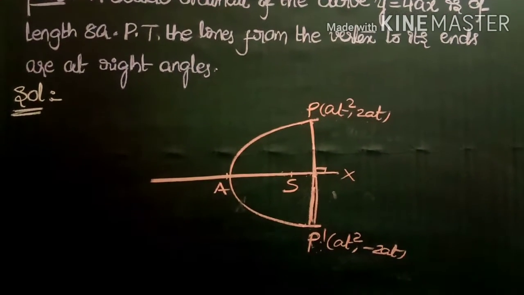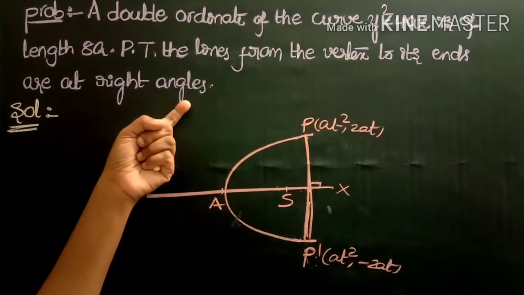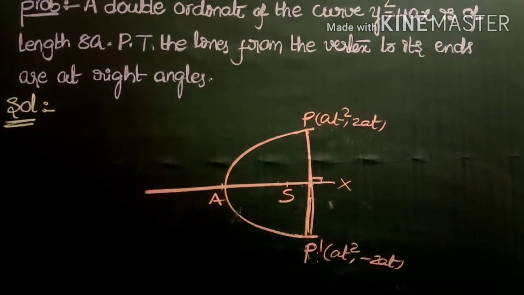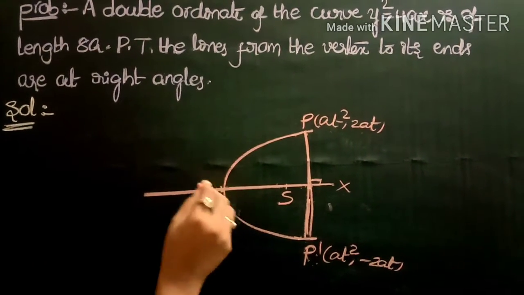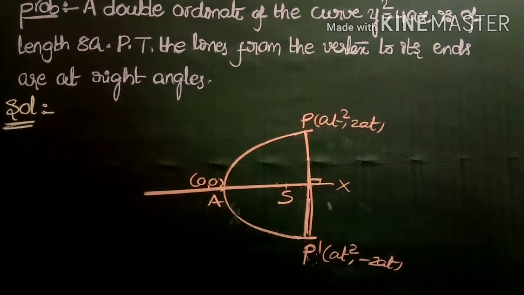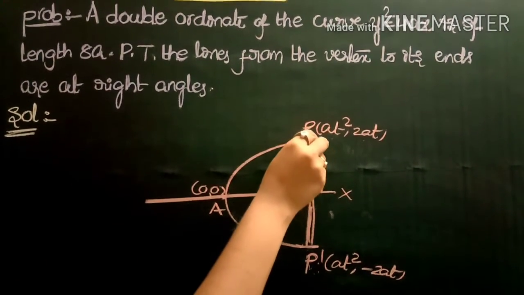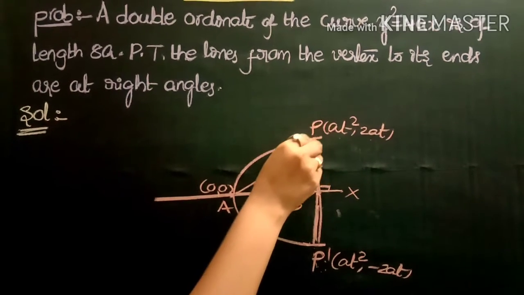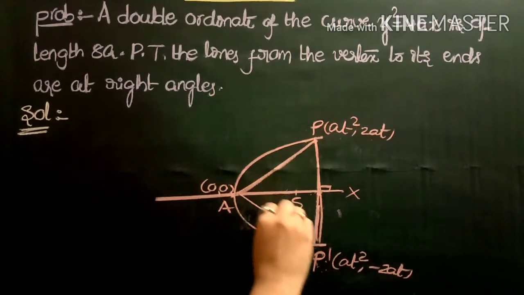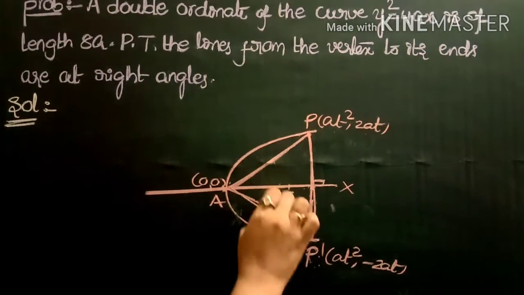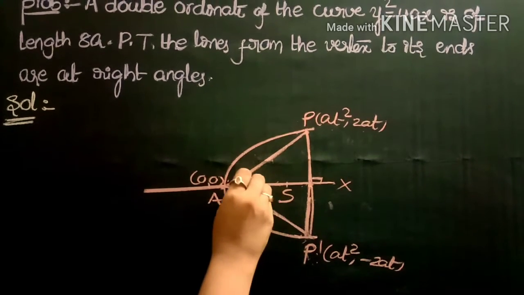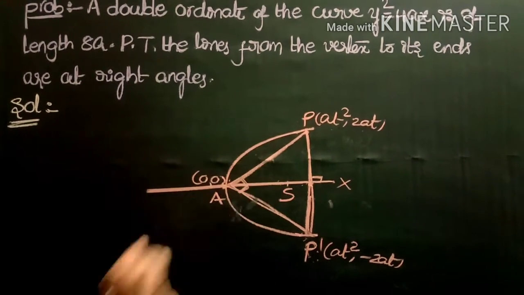Now what is the given question? Prove that the lines from the vertex to its ends are at right angles. This is the vertex. Already we know that A, the vertex, is (0, 0). The lines from the vertex to its ends are the line PA and the line P dash A. Now we want to show that these two lines are at right angles.